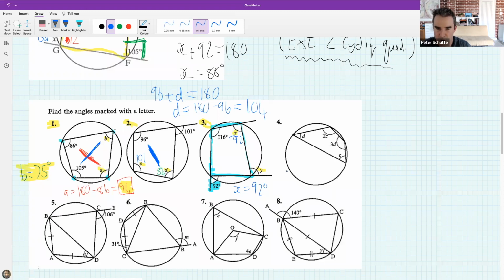Okay. Awesome. So while I've got you, Sia, what about Y? Oh, I think Sia's left the building. But what I'm hoping is that Y should be 116 because it's the exterior angle of this quad. It's just a different exterior angle.